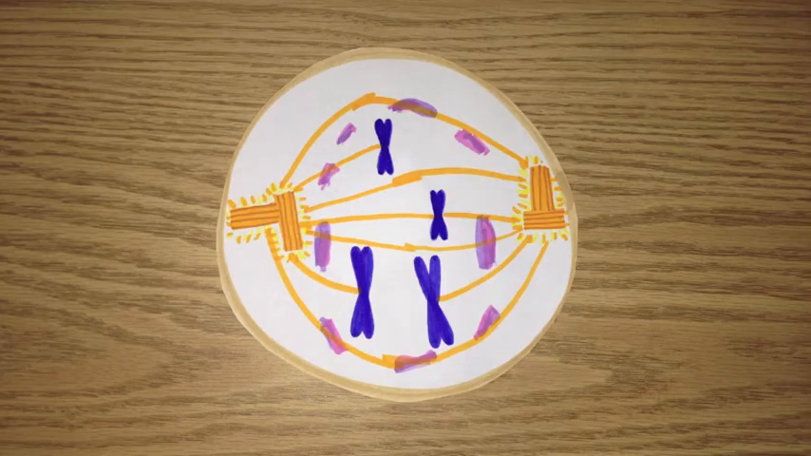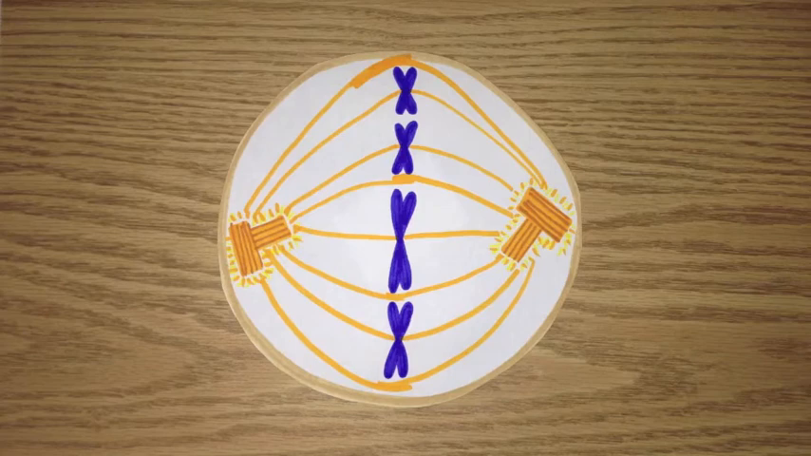In prometaphase, both kinetochore and non-kinetochore microtubules form, with kinetochore microtubules beginning to attach to some kinetochores, starting to line them up for metaphase. The nuclear envelope has dissolved by this point, so the chromosomes can start to move to the metaphase plate. In metaphase, the chromosomes are lined up at the metaphase plate, with two kinetochore microtubules attached to each chromosome, one on each sister chromatid.